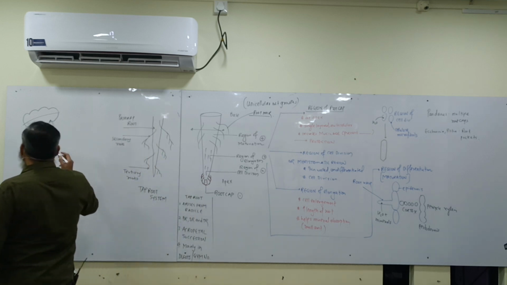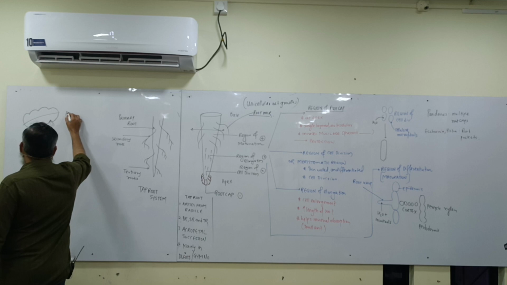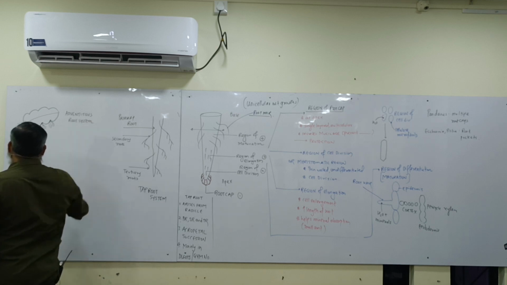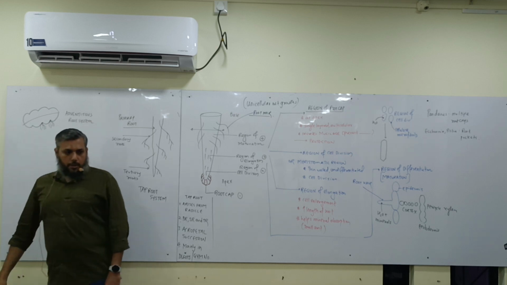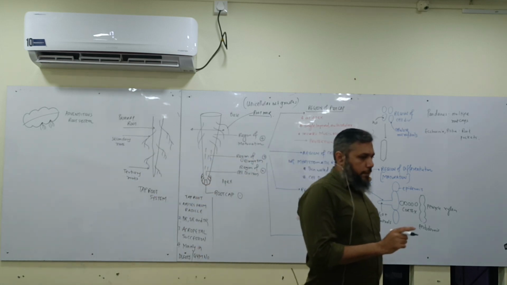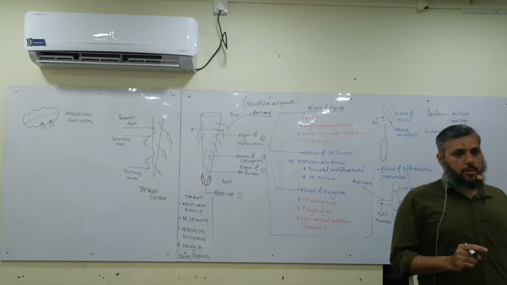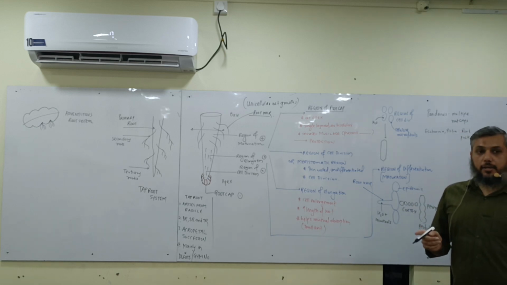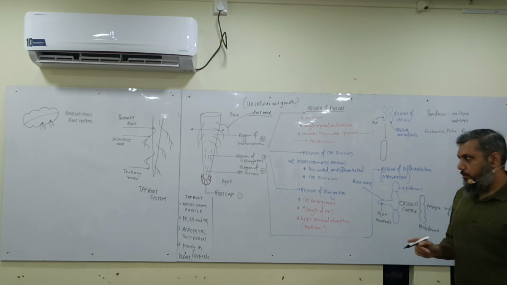Yes. Such a root is called adventitious root system. What do you call it, guys? Adventitious root system. So adventitious root system is a root system that develops from the radical or parts other than the radical. Parts other than the radical.